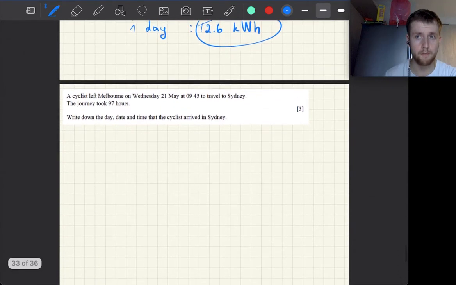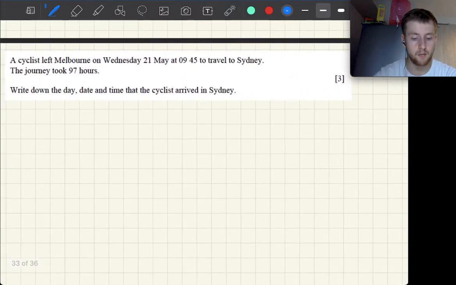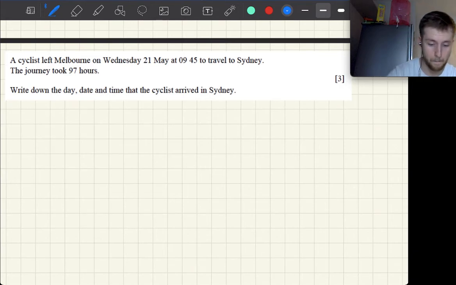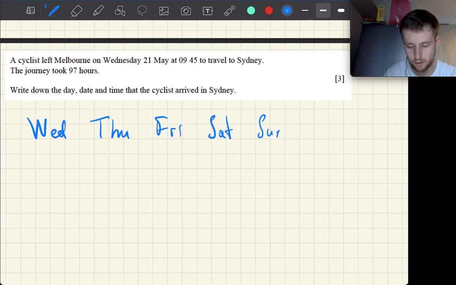Okay, and one more question about time, very quickly. A cyclist left Melbourne on Wednesday, 21st May at 9:45 to travel to Sydney. The journey took 97 hours. Write down the day, date, and time that the cyclist arrived in Sydney. Okay, so he left Melbourne on Wednesday. So let's do this. So we have Wednesday, 9:45. Next is Thursday, Friday. We're going to have like a mini calendar here. Sunday, I don't know. Let's do Monday just in case.